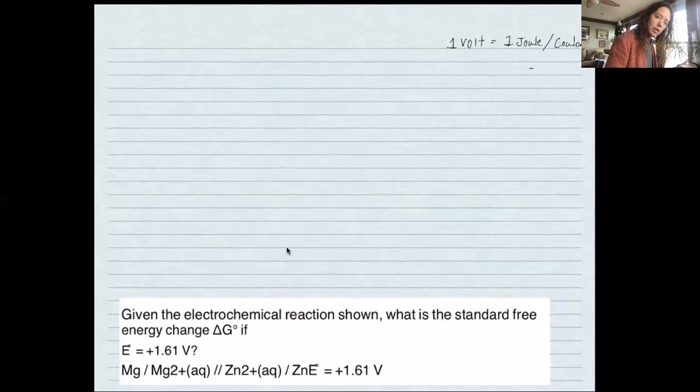Okay, we are talking about cell potential and free energy. Yeah, that's what we're talking about, cell potential and free energy. So excited. I did post a couple of questions that we'll go over. Here we go. Let us get started, shall we?